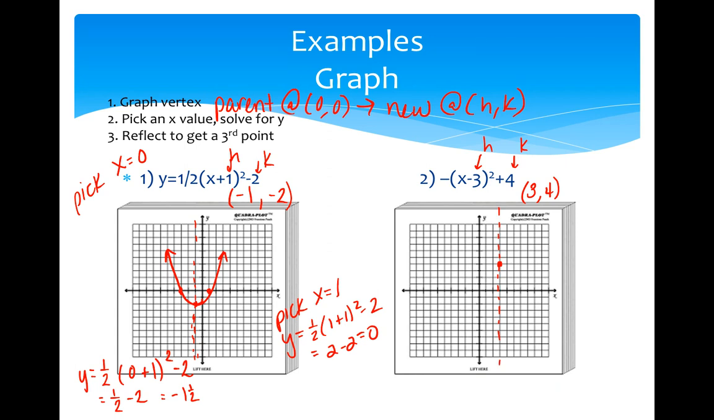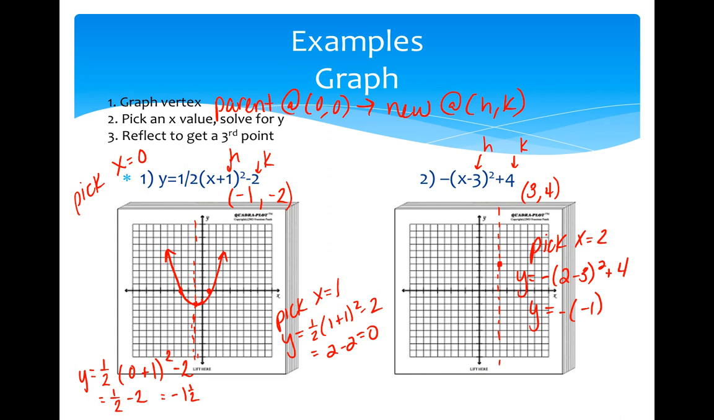So I need to pick an x value and solve for y. So I want to pick something close to this vertex, which had an x value of 3. So maybe I pick x equals 2. I'm going to plug that in here. I get y equals the opposite of 2 minus 3 squared plus 4. So parentheses first, 2 minus 3 is going to be negative 1. Negative 1 squared is positive 1, again, because it's negative 1 times negative 1.